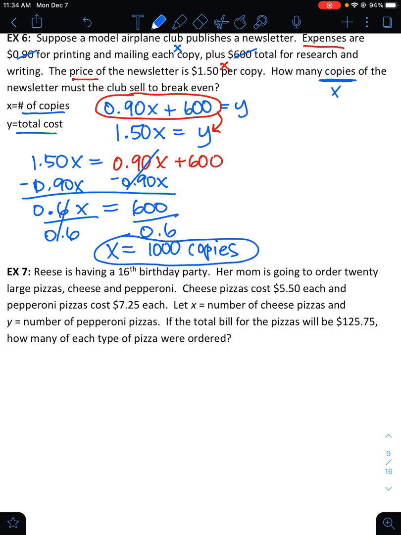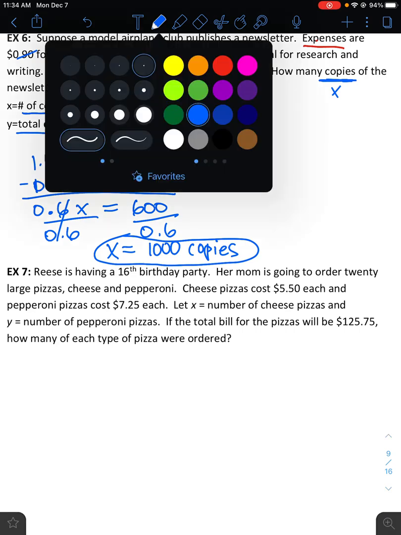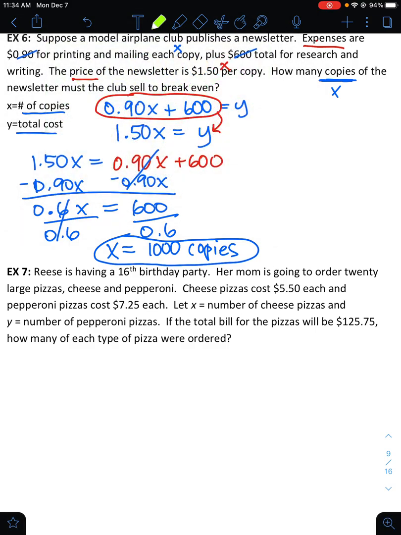Now, if it also went on to ask how much that will cost, then I would go ahead and plug in 1,000. So I might do that here just to finish this out. If I plugged 1,000 into the second equation, I would have 1.5 times 1,000, and that's going to give me my Y value. That's going to tell me the total. So 1.5 times 1,000 is 1,500.